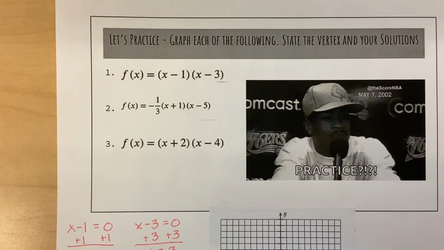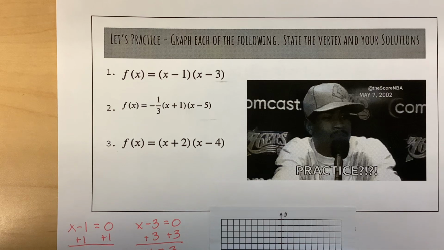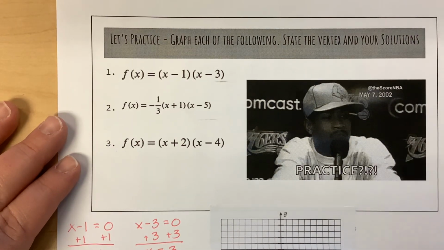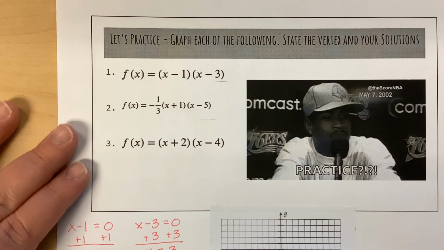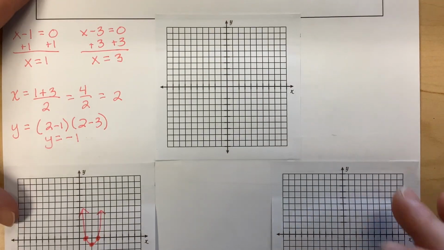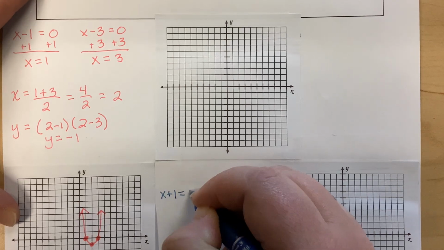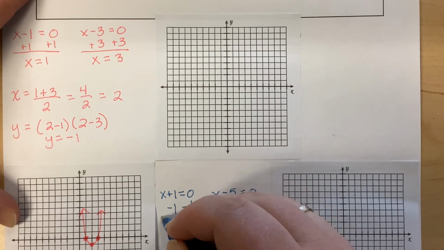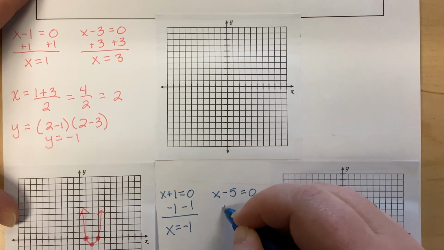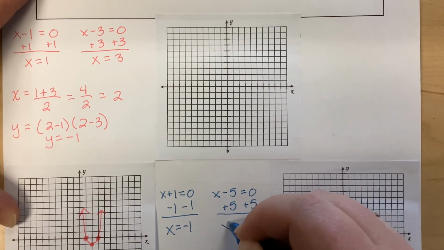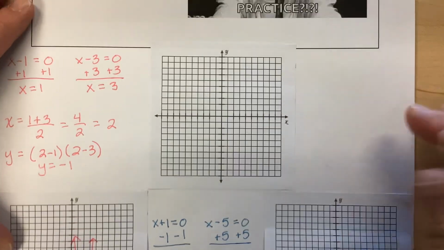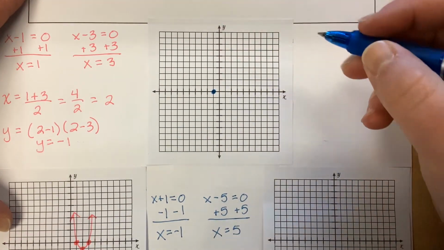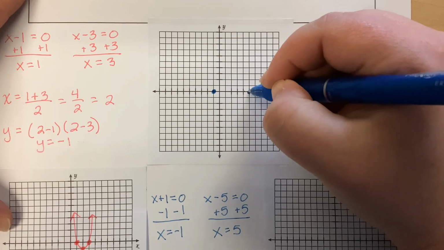Next one is negative 1/3 times x plus 1 times x minus 5. So that is going to change how you find the y value at the end, but it doesn't change finding the roots or finding the x value of your vertex. So let's start with that. So it's x plus 1 equals 0 and x minus 5 equals 0. Subtract 1 here to get x is negative 1. Add 5 here to get x is 5. Okay, so let's plot negative 1 and positive 5. 1, 2, 3, 4, 5.